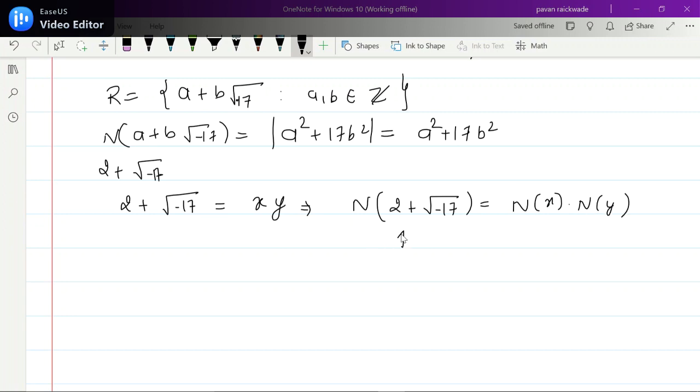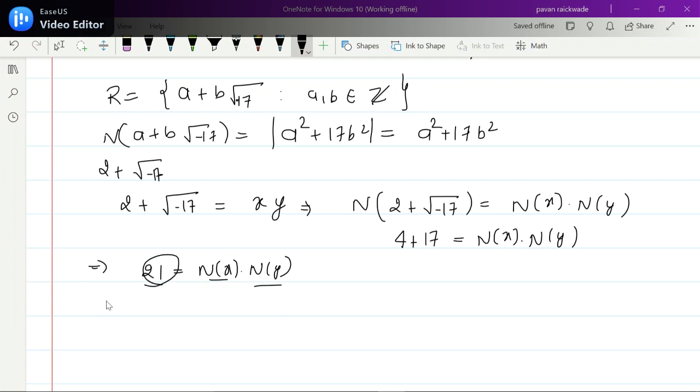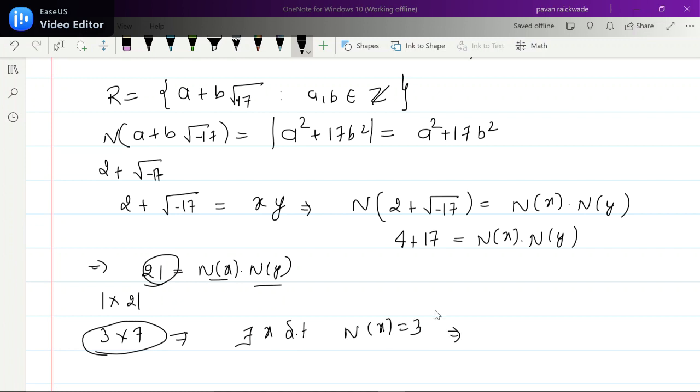So what can we imply is that the norm of 2 plus square root minus 17 will be equal to norm of x into norm of y. And what is this value? This is 4 plus 17, right? Which is 21, equal to norm x into norm y. So norm x and norm y are integer values. What can be the choices? 21 can be broken into only two different ways: 1 into 21 or 3 into 7, without counting the shuffling in order. So there are only two possibilities. We'll see if the latter case is possible or not.